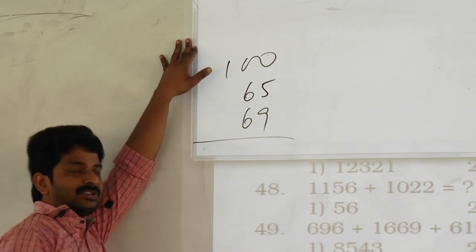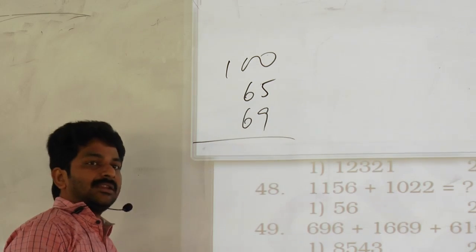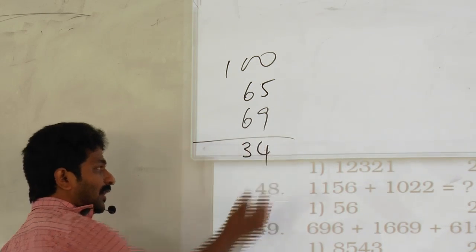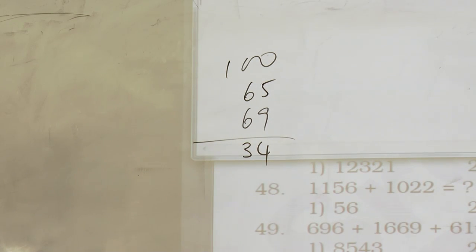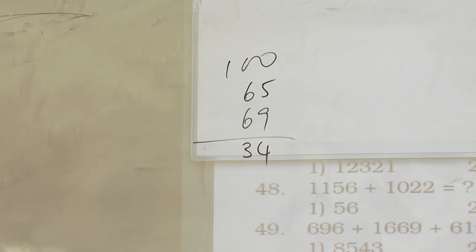Want to verify last two digits. 65 plus 69, 134. Last two digits are 34. Only one option, 8534. Correct. 8534. Fifth option. Only that option ends with 34.